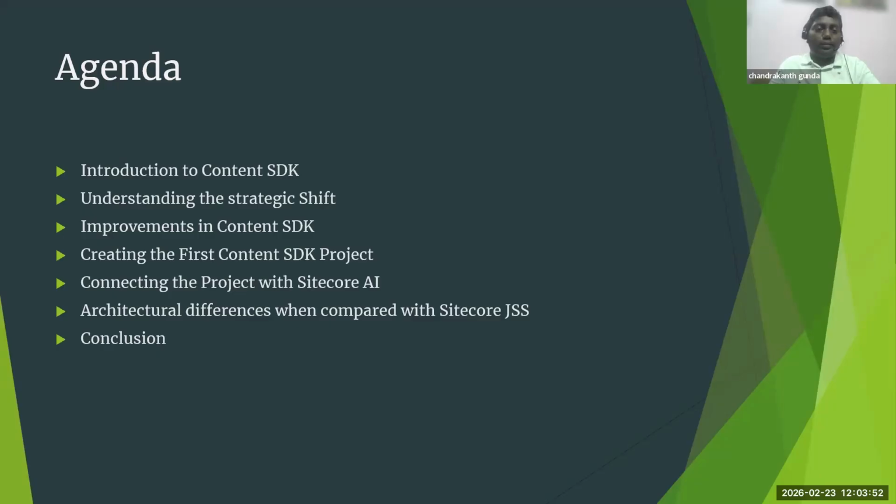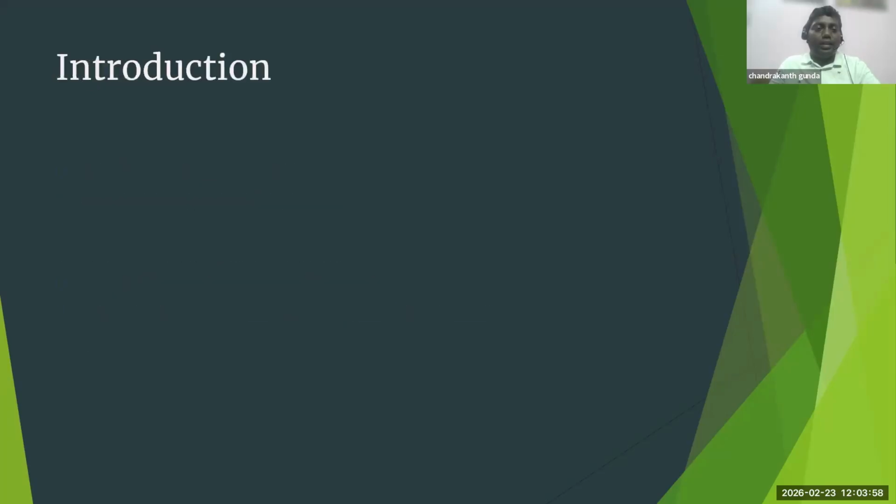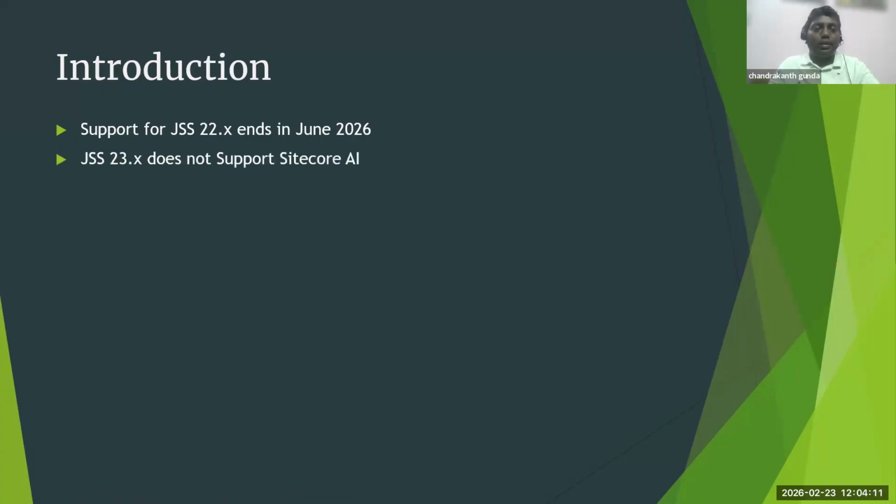Before we move further, as everyone might be aware, the support for the current version of JSS, that is 22.x, ends in June 2026, and JSS 23.x does not support Sitecore AI, formerly known as Sitecore XM Cloud. So for the clients who are currently on Sitecore AI, upgrading to Content SDK is no longer optional. It is a must.